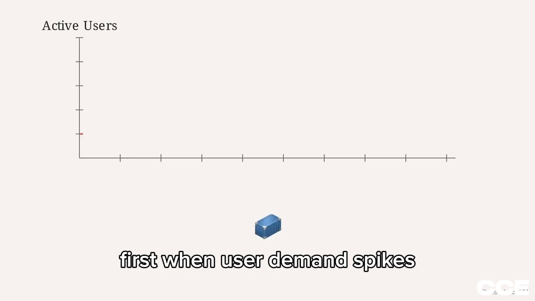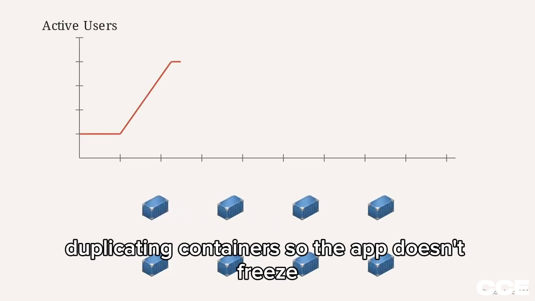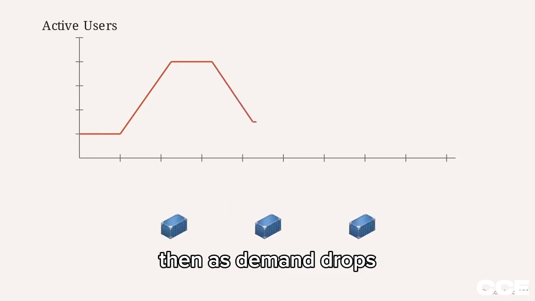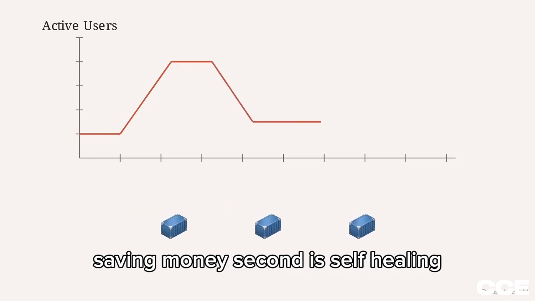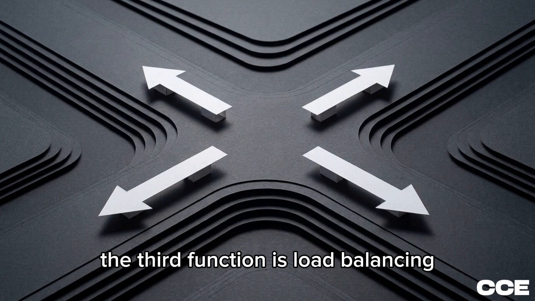First, when user demand spikes, Kubernetes scales the system up, instantly duplicating containers so the app doesn't freeze. Then, as demand drops, it deletes excess containers, saving money. Second is self-healing. If a server fails, Kubernetes instantly spins up a perfect replacement. The third function is load balancing.